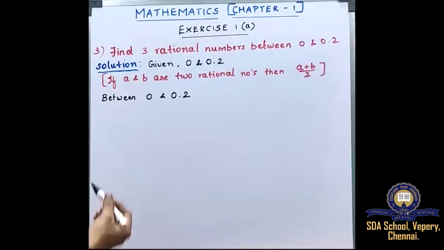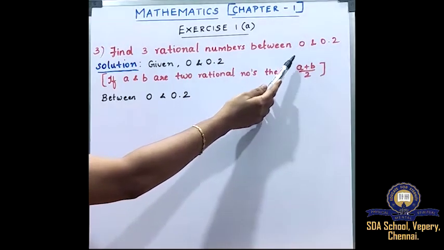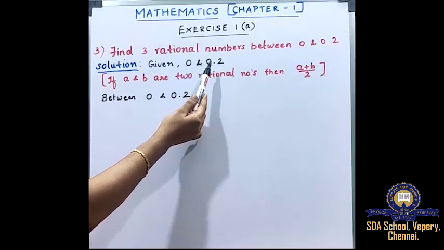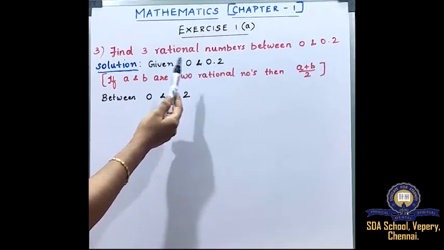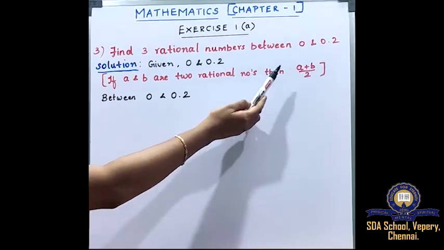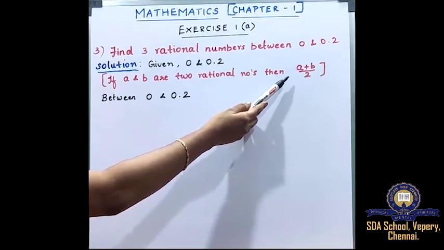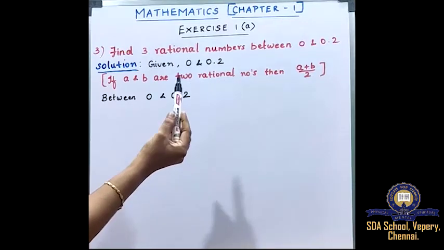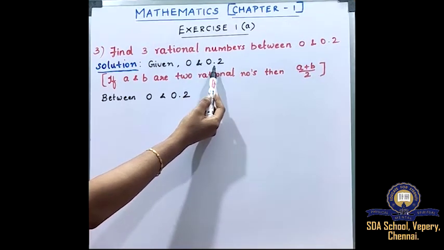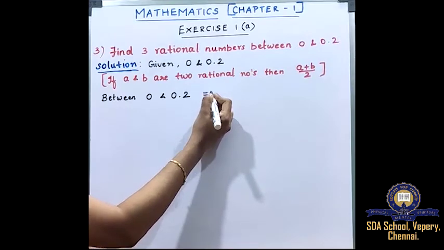So the next sum is, find 3 rational numbers between 0 and 0.2. So here the given numbers are 0 and 0.2. So we have learnt one condition. If A and B are two rational numbers, then A plus B by 2 is also a rational number, right? So using this condition, we are going to solve this sum. So first we are going to find a rational number between 0 and 0.2. So according to the condition, A plus B by 2, right?